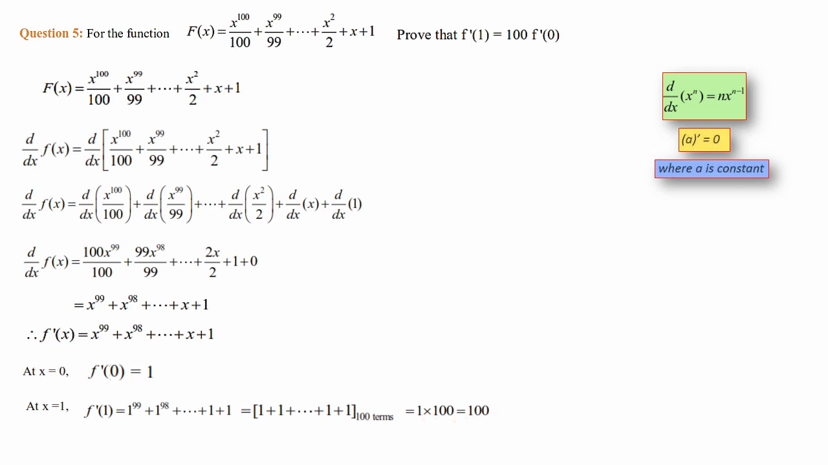Now let's check this statement. f dash 1 is equal to 100 into f dash 0. So f dash 1 we have got as 100, and when you calculate 100 into f dash 0, that means f dash 0 is 1, 100 into 1 is 100. It is quite clear f dash 1 is equal to 100 into f dash 0. Hence the result.